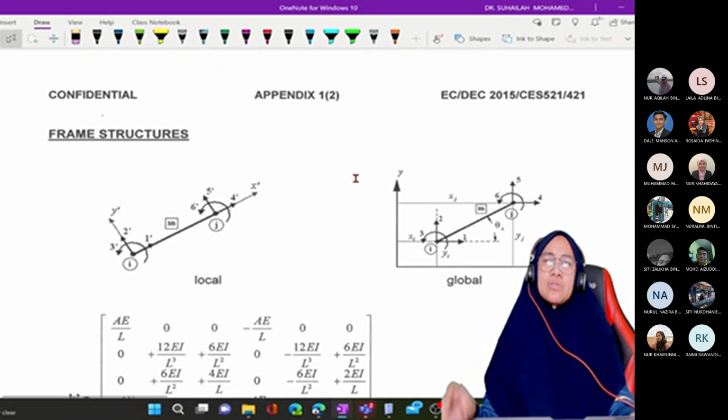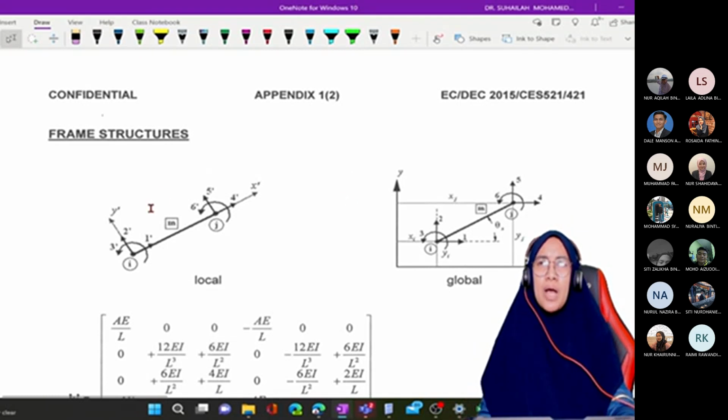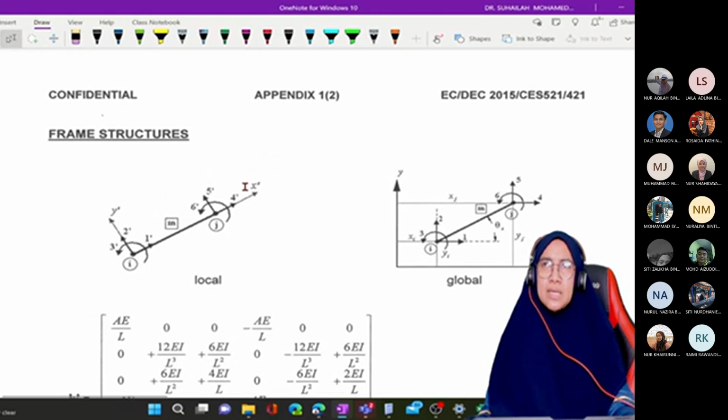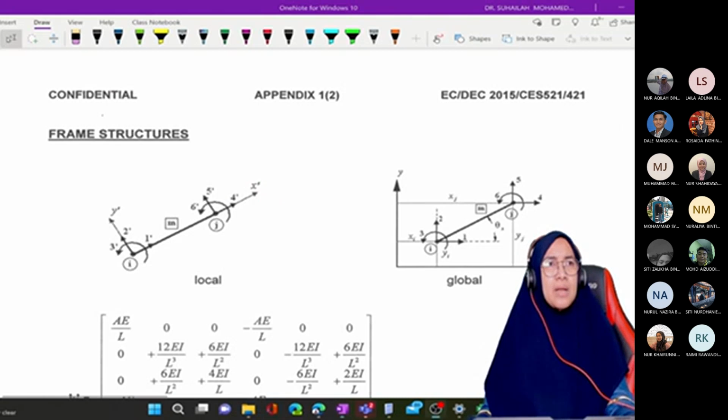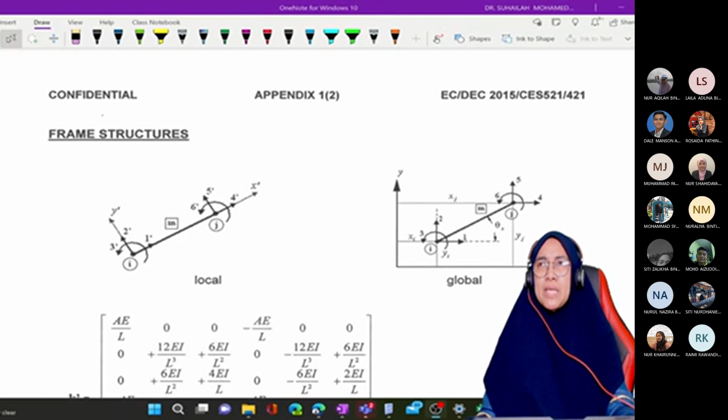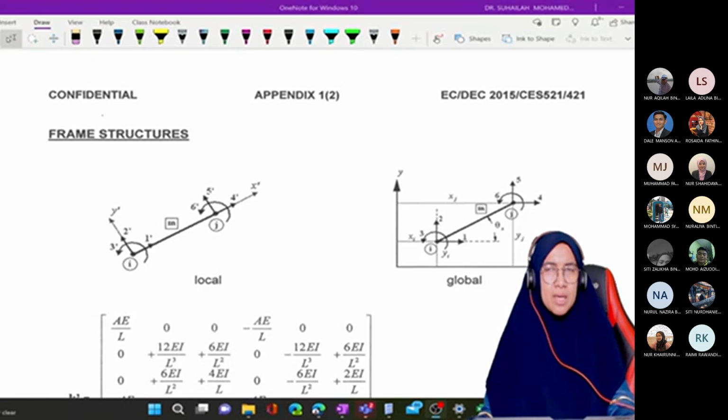Okay, so that's all for tonight. We meet tomorrow insyaAllah for 1 hour. I will cover truss, the effect of temperature changes and fabrication error in truss, just a bit only because it will be Q0 in truss.